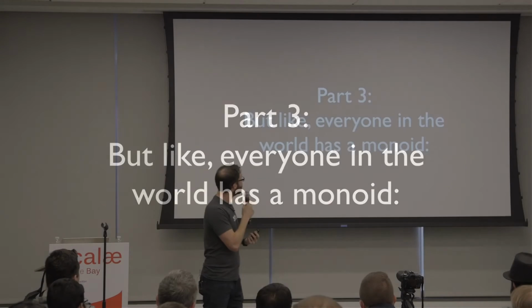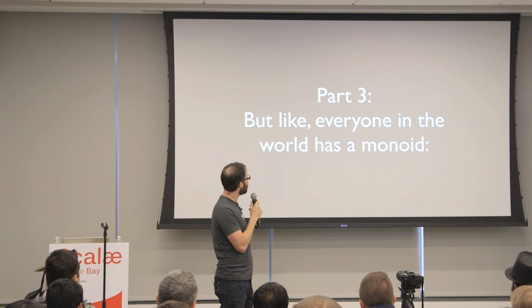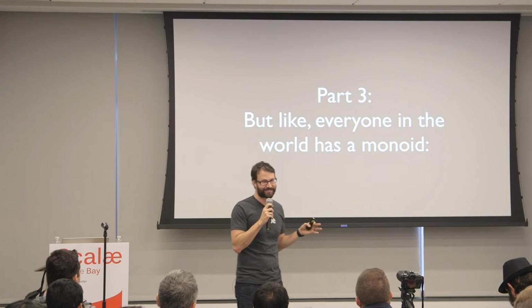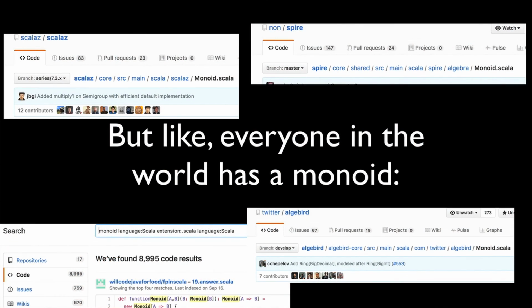Okay, so that's that part of the story. So what's the whole unification part of the story? A couple years ago... here comes part 3. Everybody's got a monoid. I think every single talk I've been to in this conference has mentioned the word monoid. And it's literally like 4 lines of code with the parentheses and everything. So that's not some big contribution to the world. Here's Algebird's monoid, Spire's got a monoid up there, and Scalaz has a monoid.